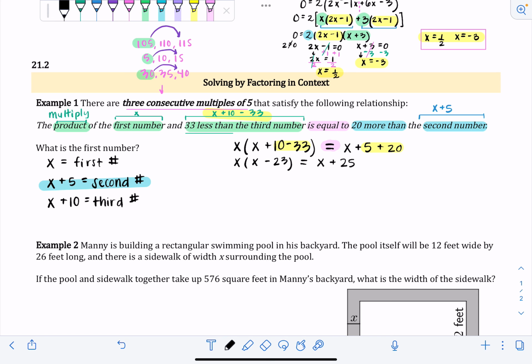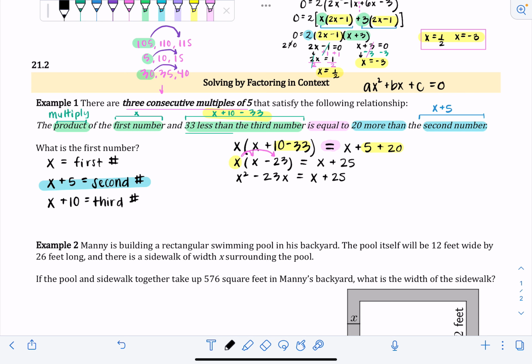Ultimately, our goal is going to be to get the equation in standard form. You always want the equation in standard form when you're solving by factoring, which is ax squared plus bx plus c equals 0. So everything is on one side eventually, and it's equal to 0. Before we can do that, we have to go ahead and distribute this x. So we'll do x times x. X times x is x squared. X times negative 23 is negative 23x. And then bring down the equal sign, the x plus 25.